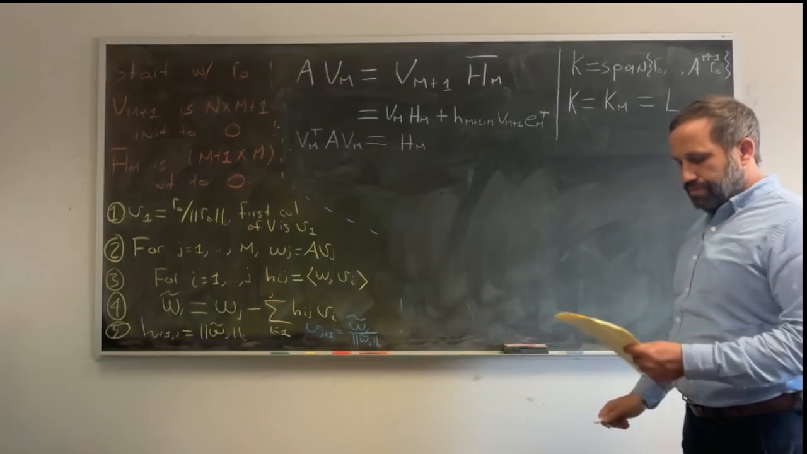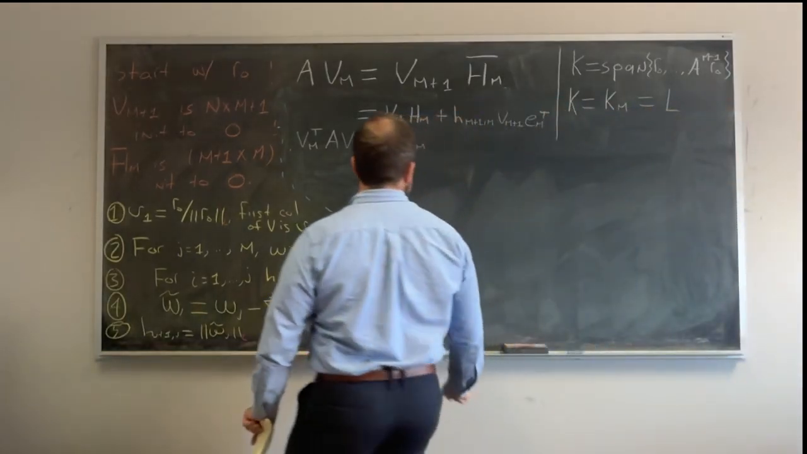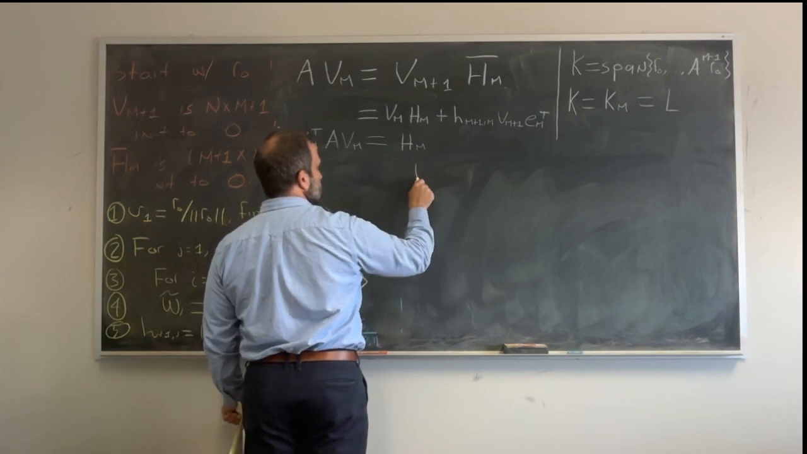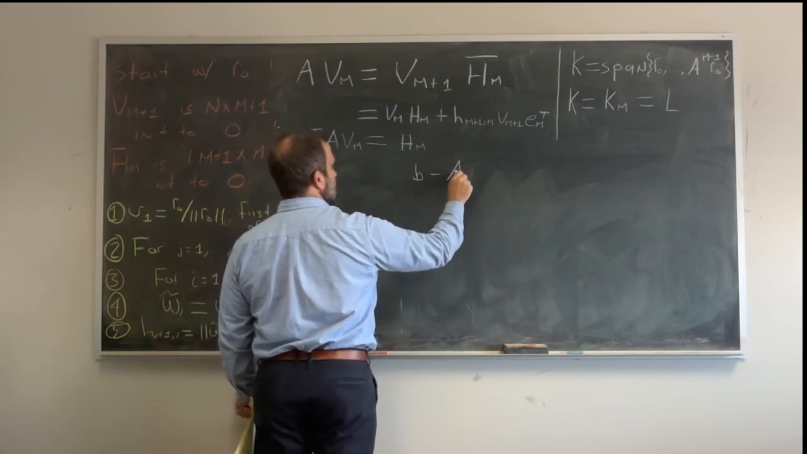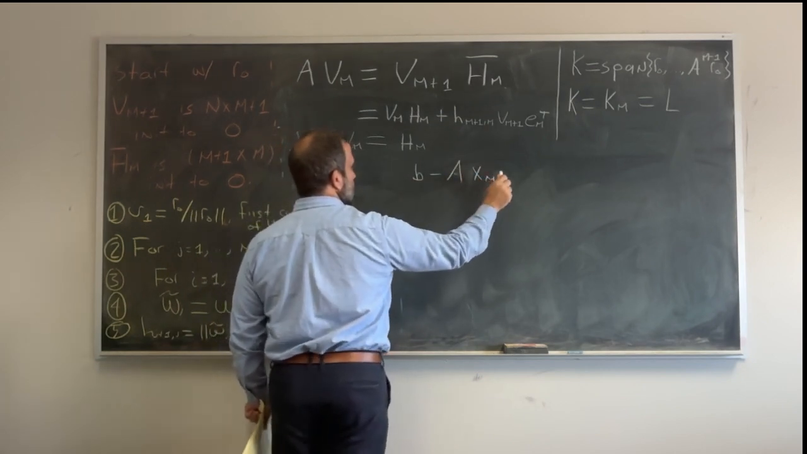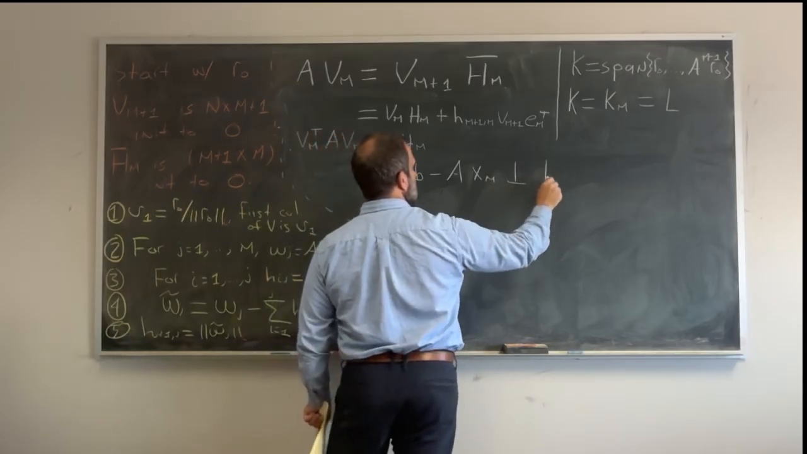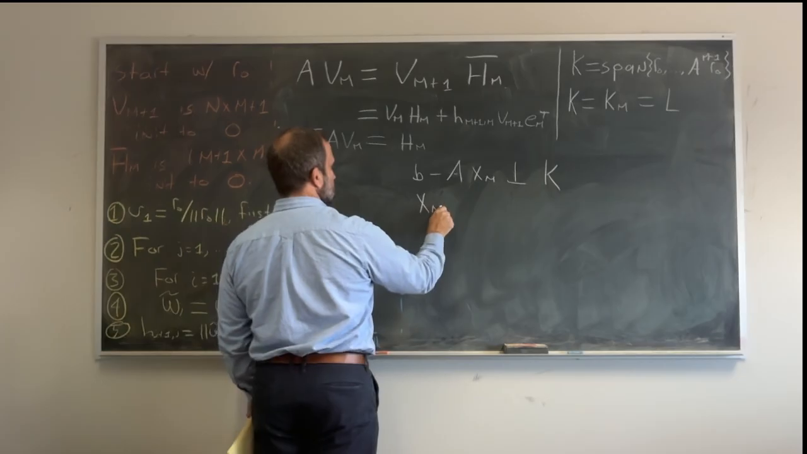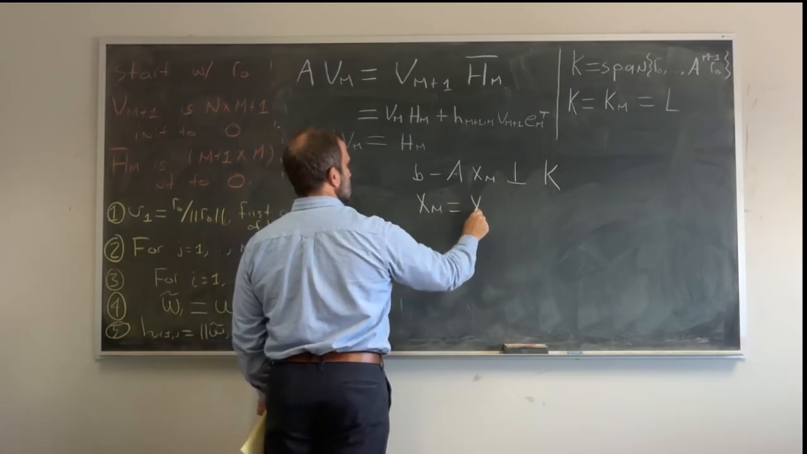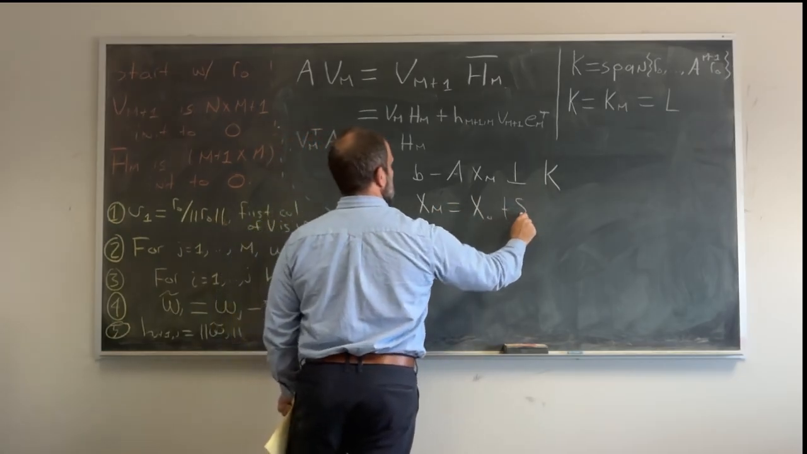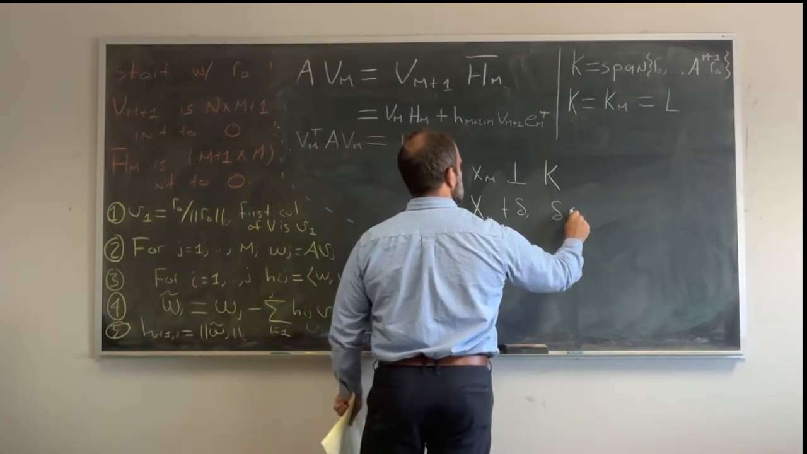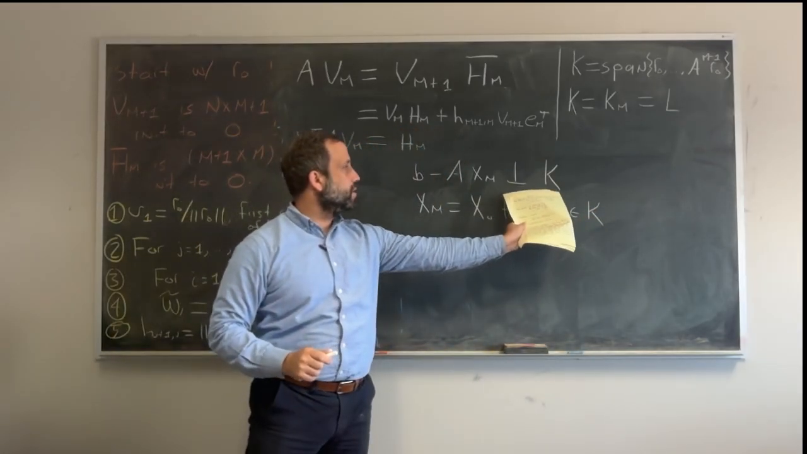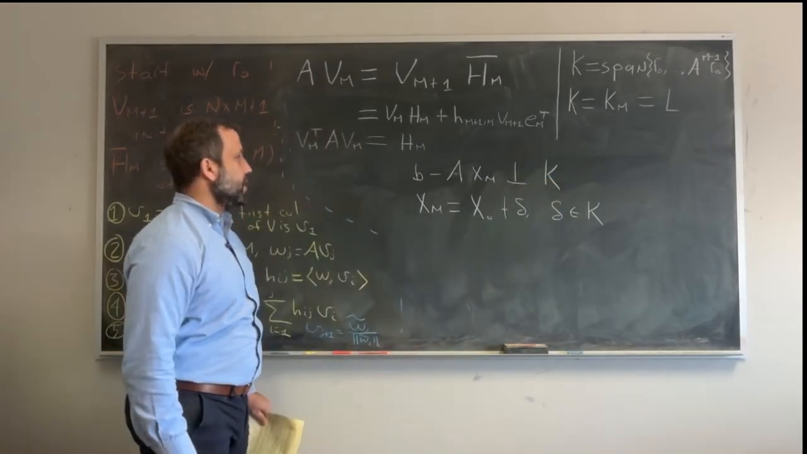and that's also going to be our L. And remember what we're trying to do here. We're trying to find a delta. We want B minus A x_m to be orthogonal to K, and we want x_m to equal x naught plus delta, where delta is going to be in our search space. That is normally L, but L is equal to K, so we're going to write it like this.